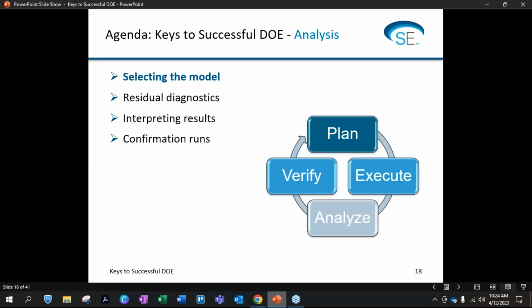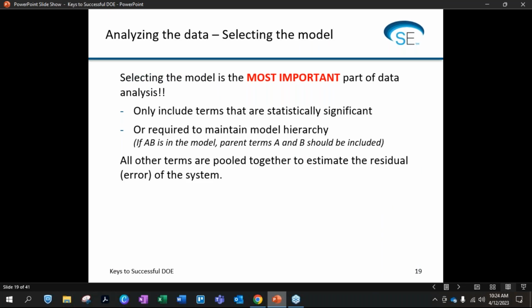Now, you've got the experiment designed, you've gone out and collected your data, we are ready to analyze the data. So selecting the model is the most important part of data analysis. Selecting the model is the data analysis. A couple of quick things. You only want to include terms in your model that are statistically significant, with the exception of also including terms that are required to maintain model hierarchy.